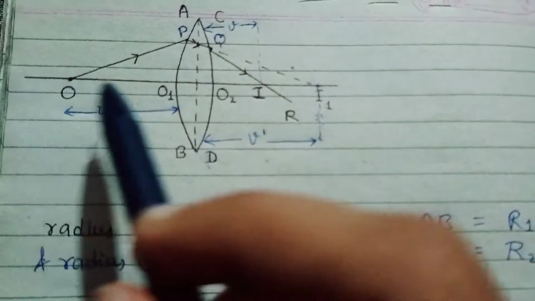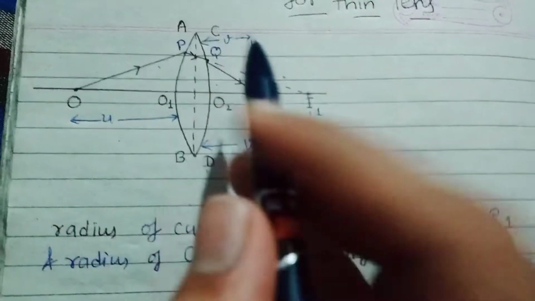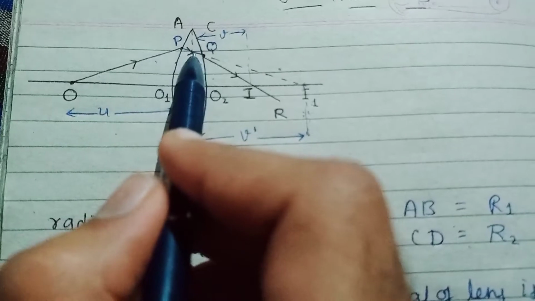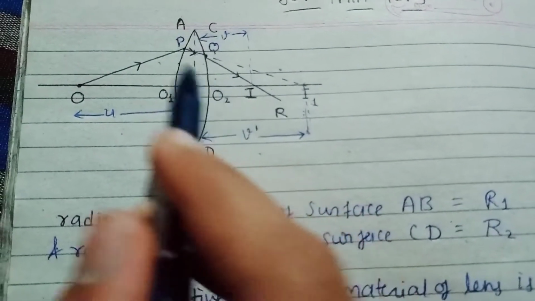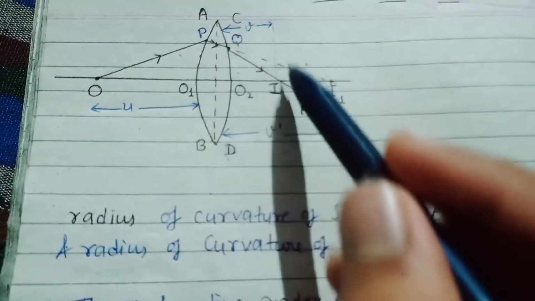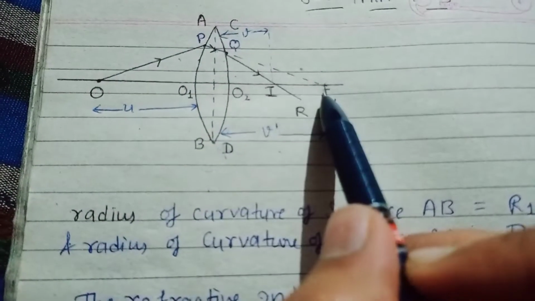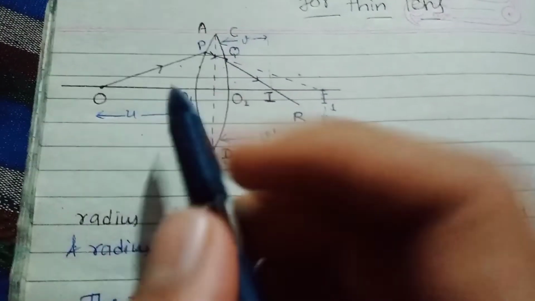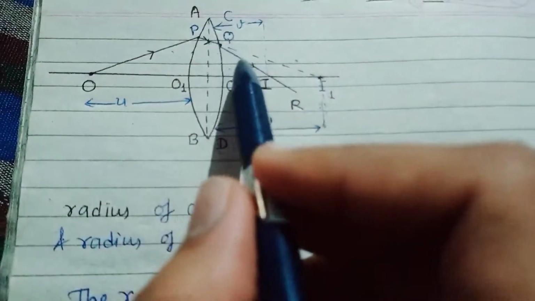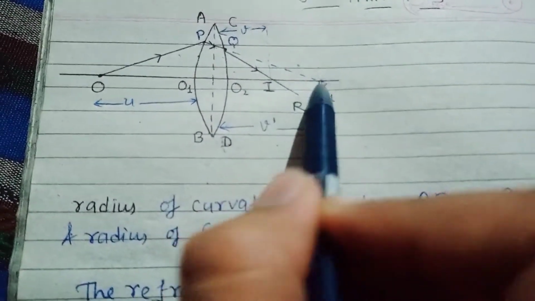Here we should remember that when the light ray passes from air to the lens, the refractive index is mu, and when the ray comes out from the lens into the air, the refractive index will be 1 by mu. I will explain it. As you can see, in the absence of the spherical surface CD, the image is formed at I1. But as CD is present here, this image I1 will act as the object for the spherical surface CD.